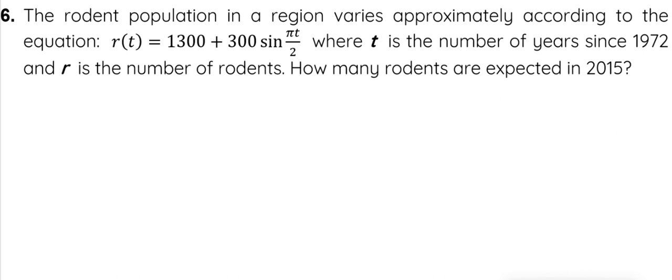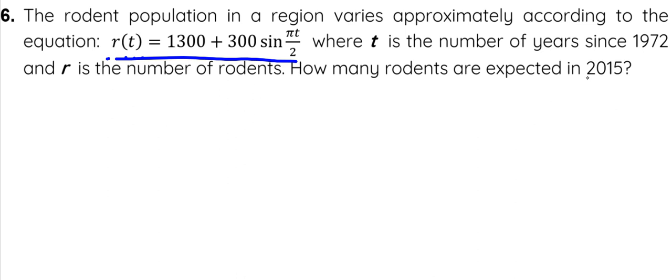Okay, in this question here, we are given the equation of a rodent population. This rodent population is given by this equation here, where R stands for the number of rodents, T stands for the number of years since 1972. So I want to find out how many rodents are expected in 2015.